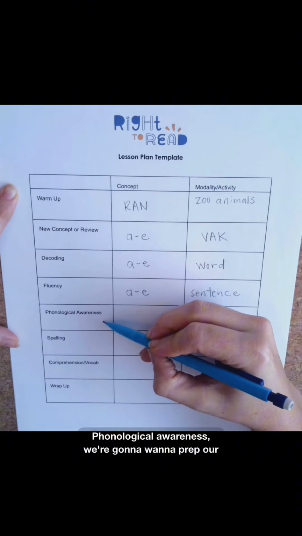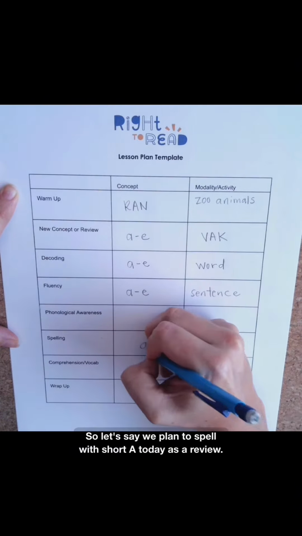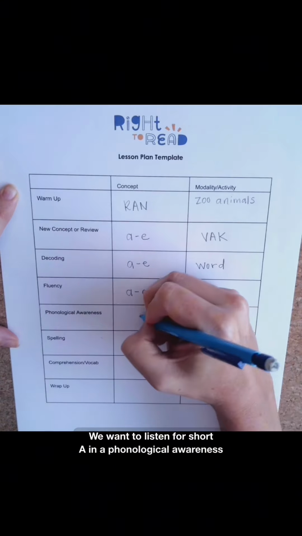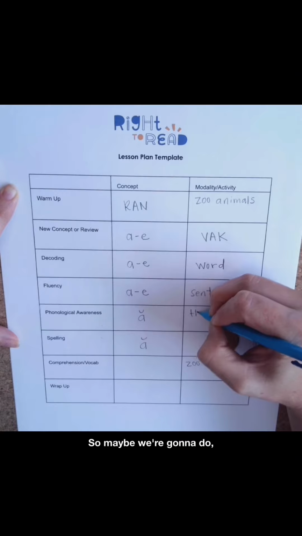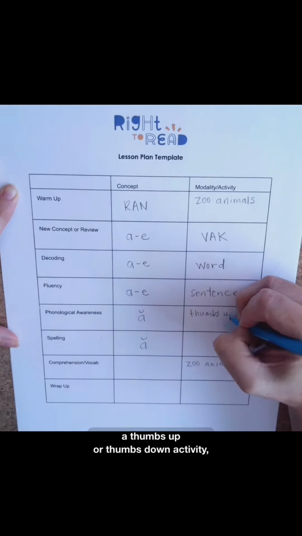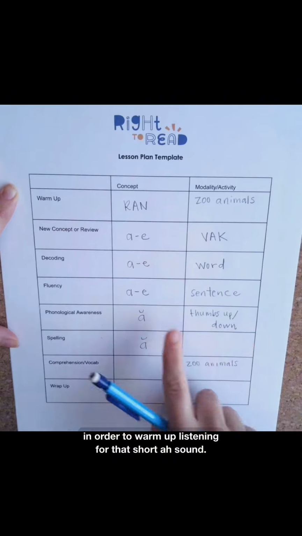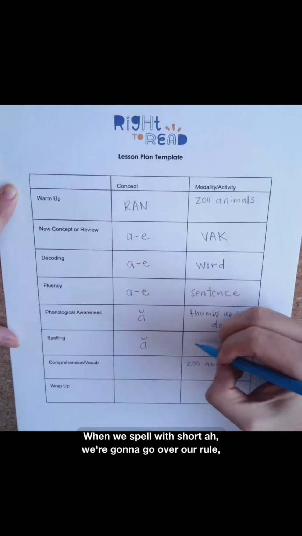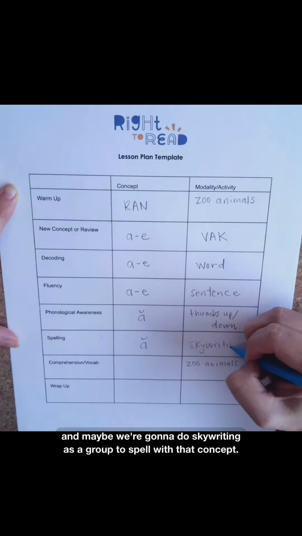Phonological awareness, we're going to want to prep our spelling with our phonological awareness. So let's say we plan to spell with short A today as a review. We want to listen for short A in a phonological awareness activity warm-up. So maybe we're going to do a thumbs up or thumbs down activity in order to warm up listening for that short A sound. When we spell with short A, we're going to go over our rule, and maybe we're going to do skywriting as a group to spell with that concept.